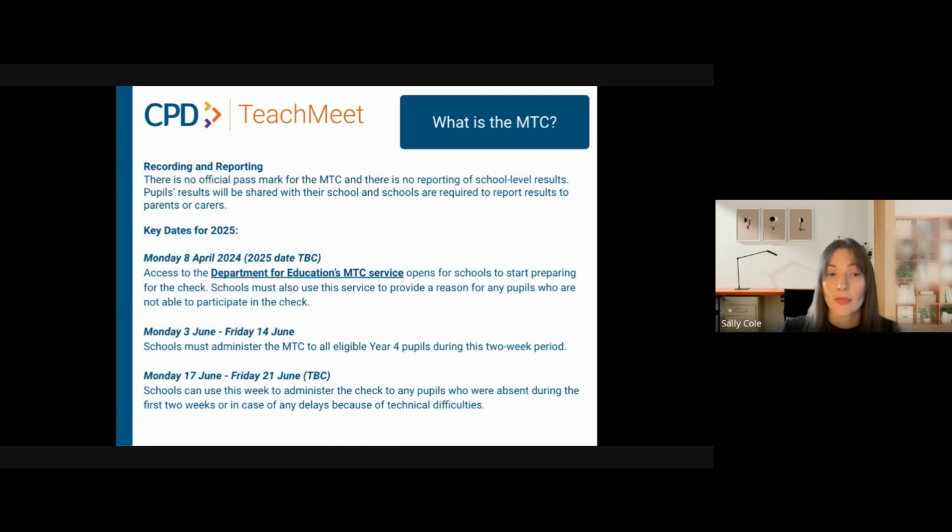And like I said before, the access to the preparing for the check website, where you can go in and do a test run of the MTC, we haven't been told when that portal is going to be open this year. Last year opened on the 8th of April, and that was pretty much in line with the year before. So we're assuming that it will be in that April period that it will open up. And that's when you'll be able to generate pins, but we'll come to that a little bit later in the presentation.